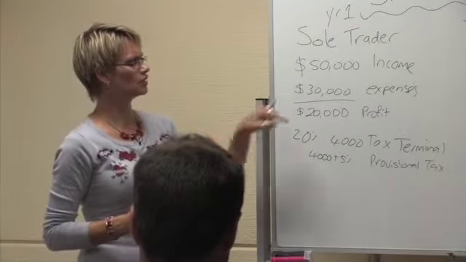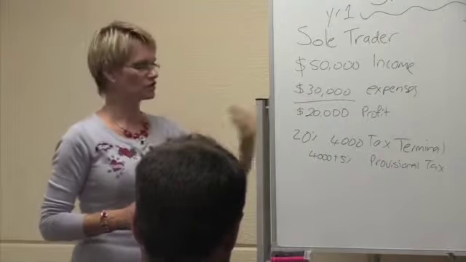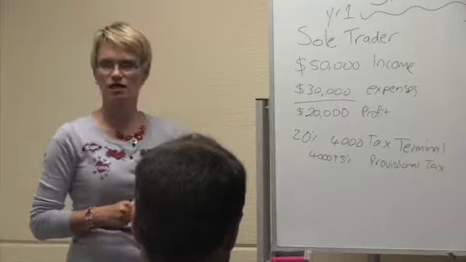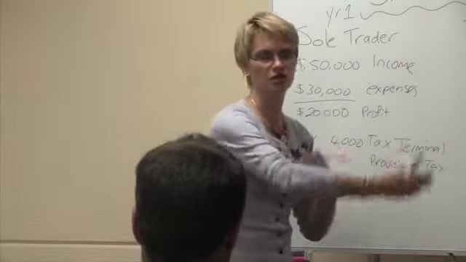But as you can see, if I'd saved 10% of my income from day one, after that first year I'd have $5,000 saved. And I'll be like, oh, well, that's okay, because I've got enough for that first provisional tax payment. I'll just keep saving my 10% as I go, and I'll always have that money there.